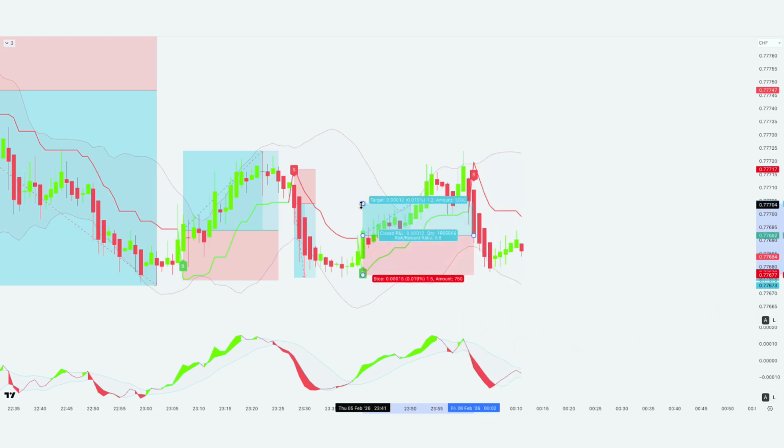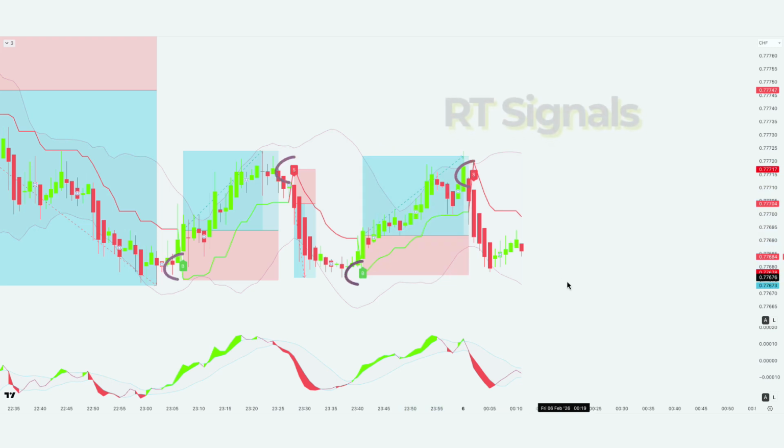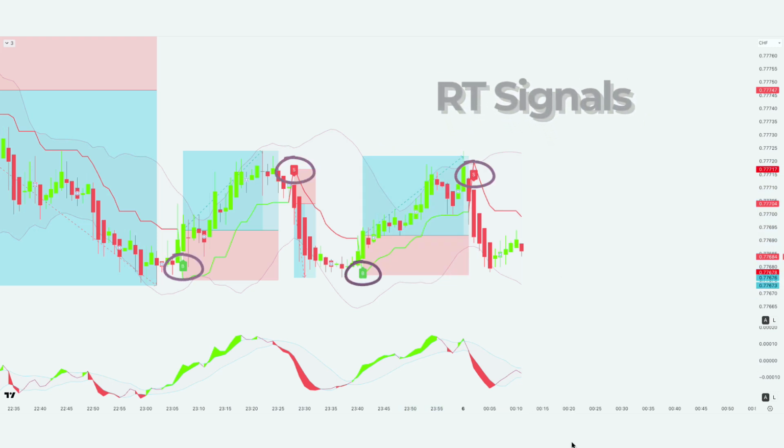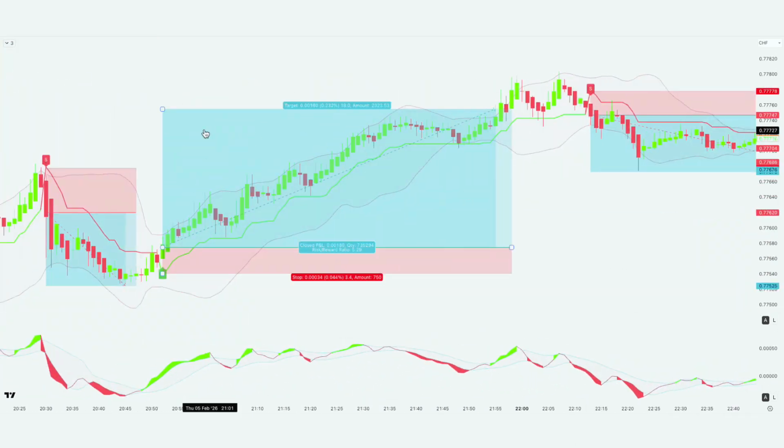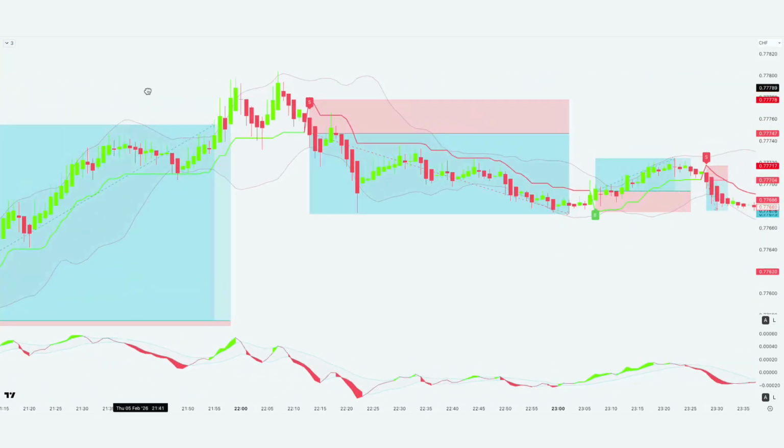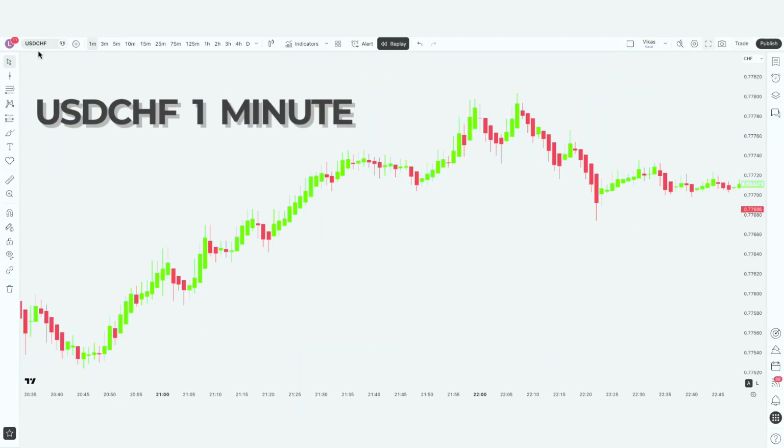First of all, let us know about trading tools. The buy and sell arrow indicator we see in the chart is called the RT signals indicator. Now we tell you how we want to trade. Let's start the video. We open the USD CHF 1-minute chart.